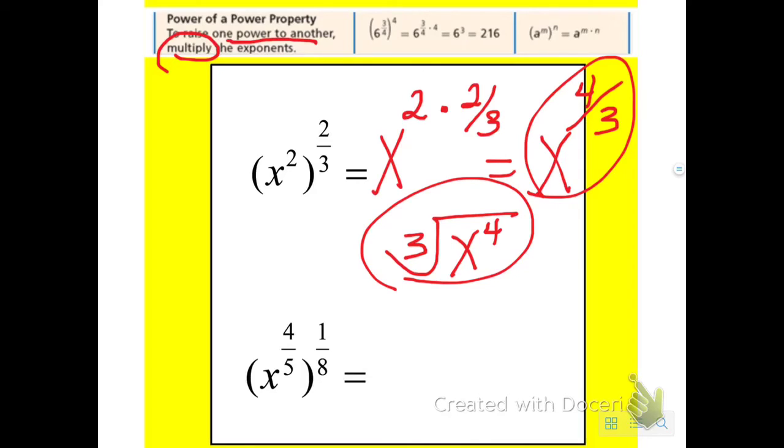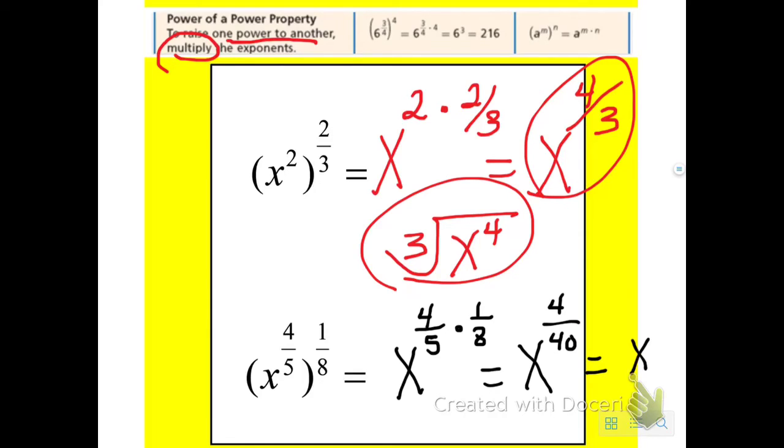Here's another example. If I want to raise x to the 4/5 power to the 1/8 power, power to a power, I keep my base x. I say 4/5 times, I'm multiplying because I'm raising a power to a power, 1/8. So I multiply numerator times numerator. That would give me 4 times 1 is 4. 5 times 8 is 40. I can reduce that by a factor of 4. So x to the 1/10 power.